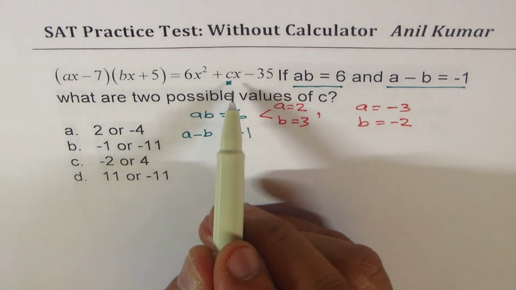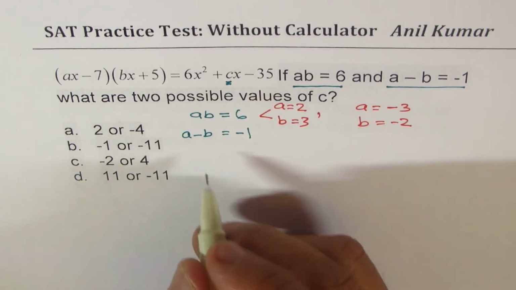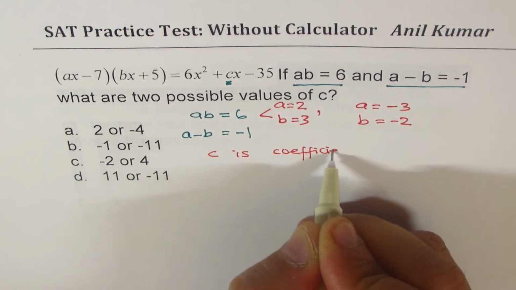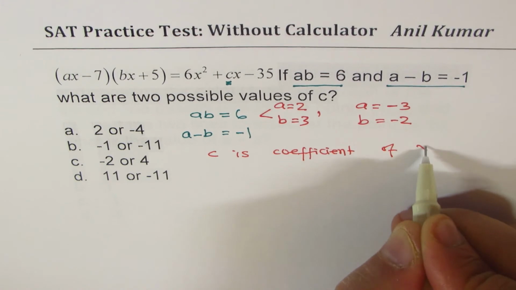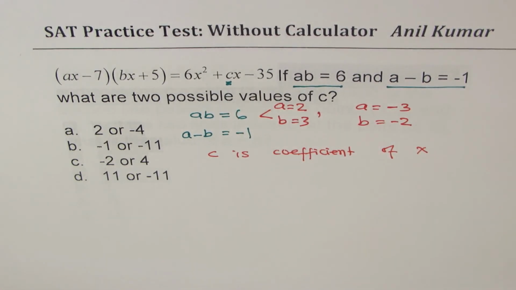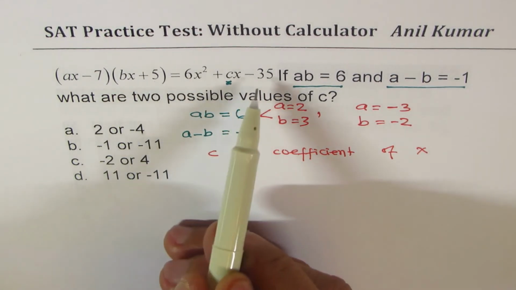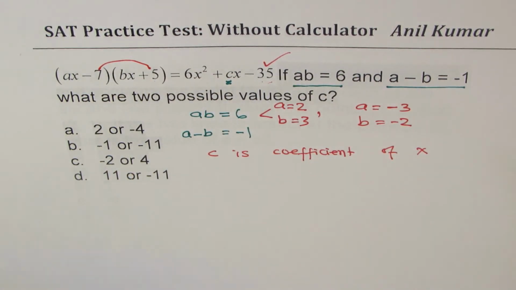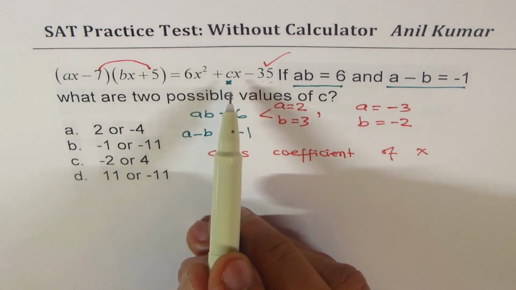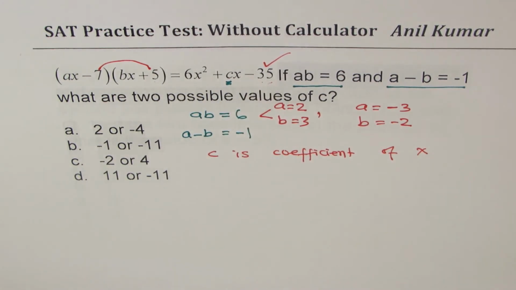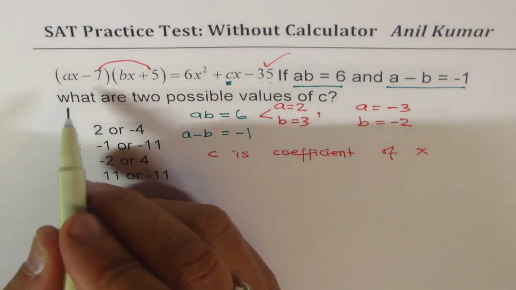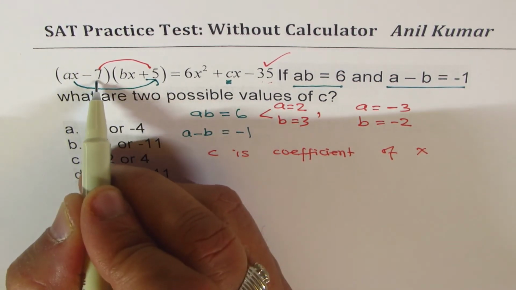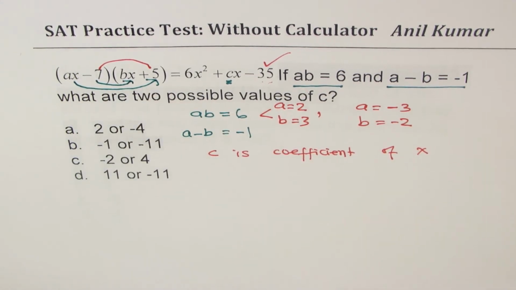Now, C is the coefficient of X. Do you see that? So we have to just match C, correct? We know 7 times 5 is 35. It is matching, correct? 7 times 5 is 35. So we have to match C, which is the coefficient of X. How do you get C? Check it out. You can get C if you multiply AX with 5 and minus 7 with BX.